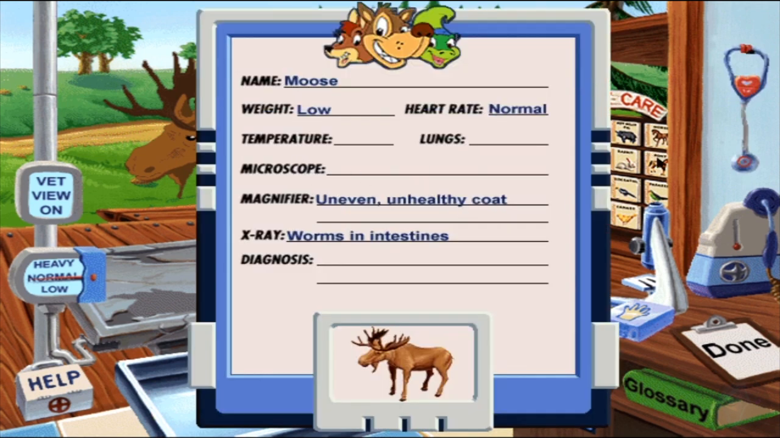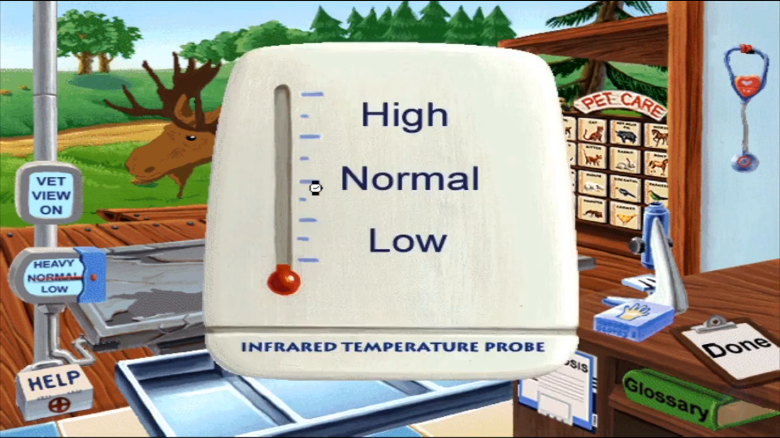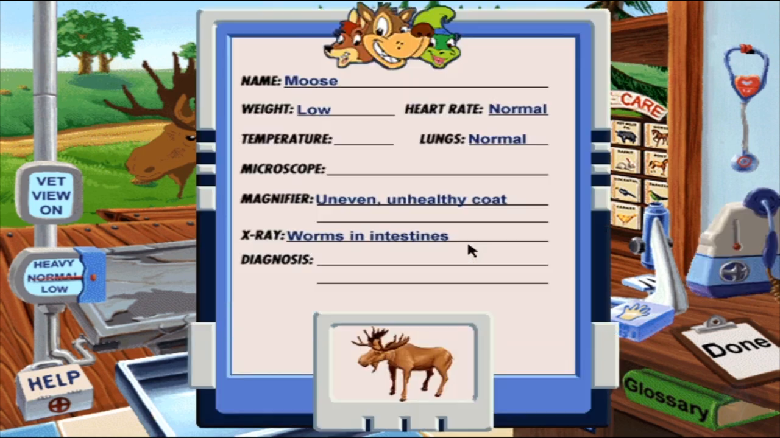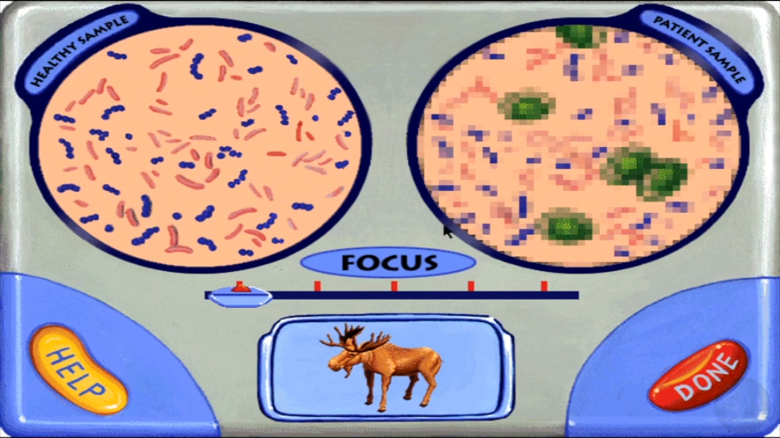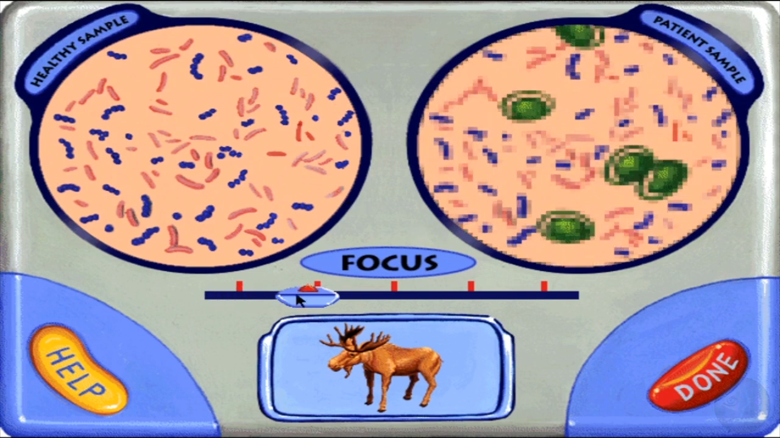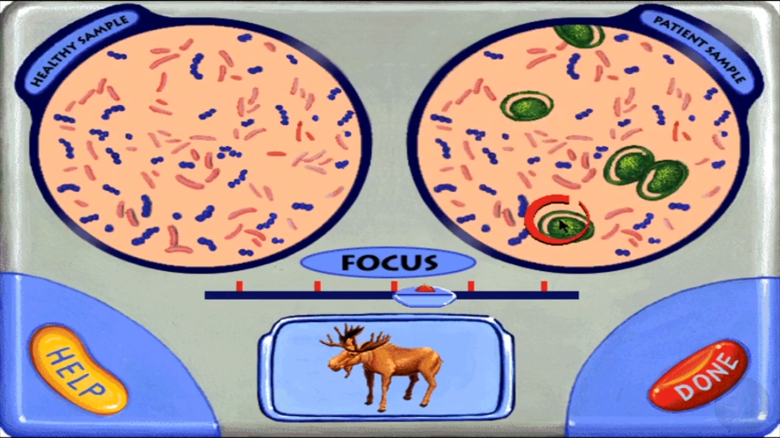The animal's heart rate is normal. This animal's lungs sound normal. This animal's temperature is normal. Go ahead and focus these moose stool samples. A worm egg. This stool sample reveals worm eggs. Good job pointing them out.